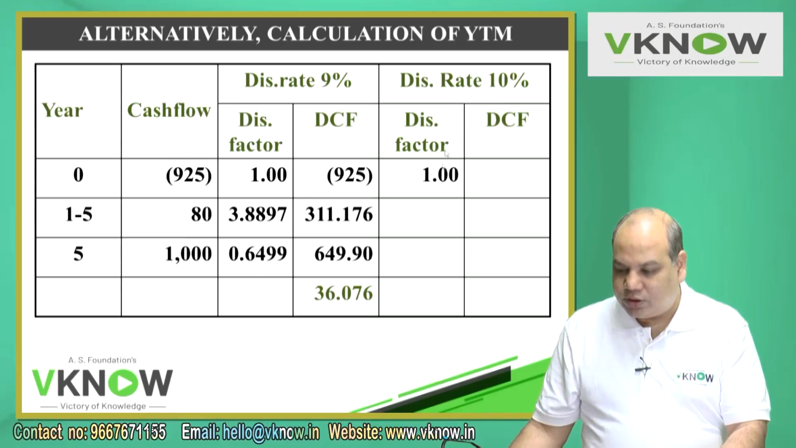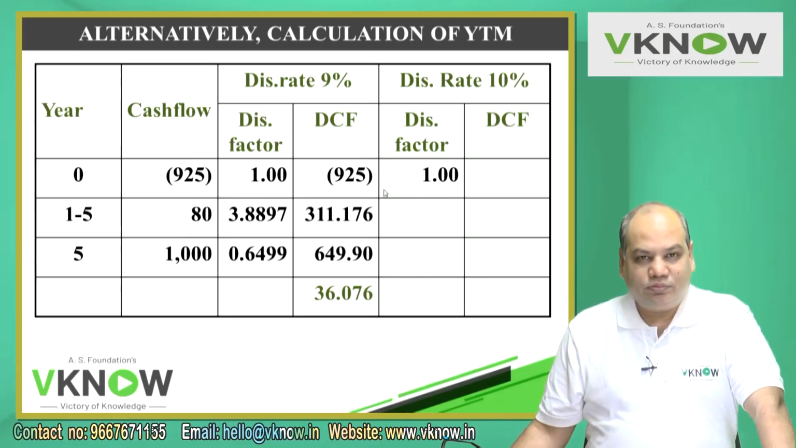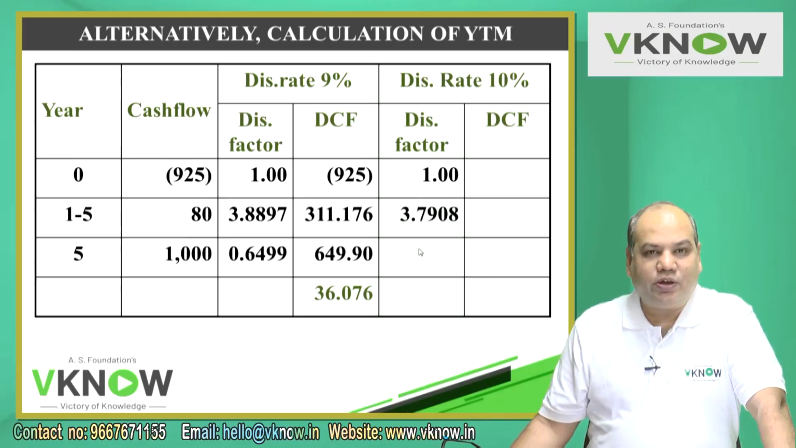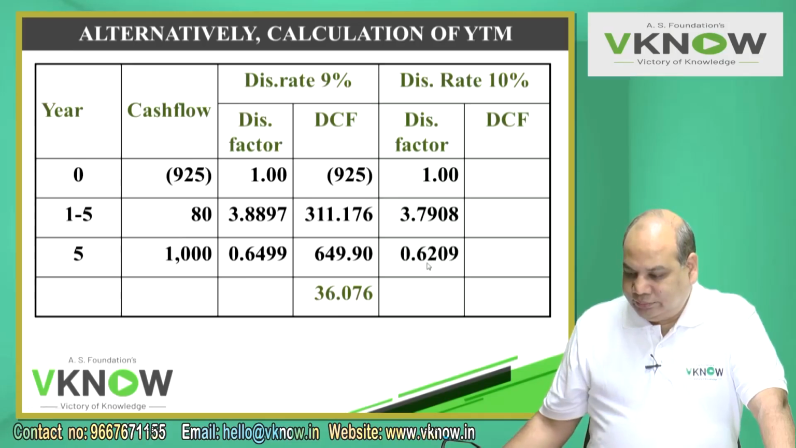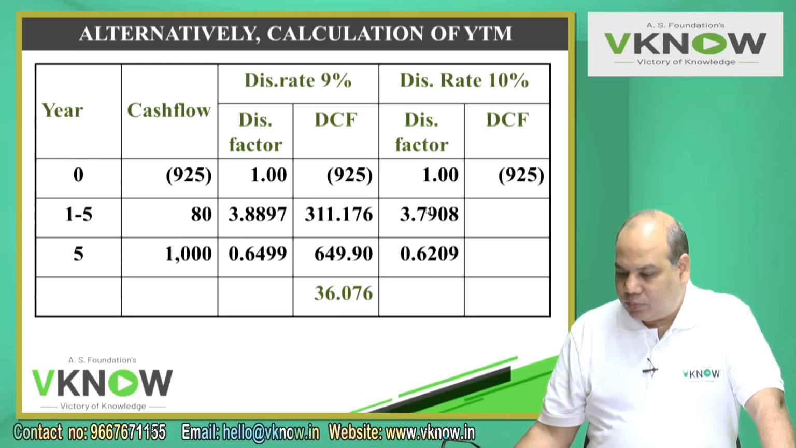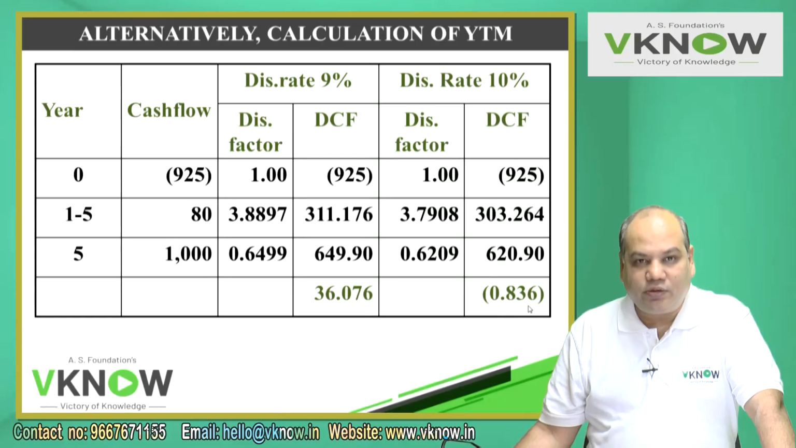Discount rate 10%. Start year 0, 1. Years 1-5: 1 upon 1.10, 5 times, equals 3.7908. Fifth year factor 0.6209. Now multiply the cash flow column: 925 into 1, 925; 80 into 3.7908, 303.264; 1000 into 0.6209, 620.90. Take the total of this. This is 0.836 negative.